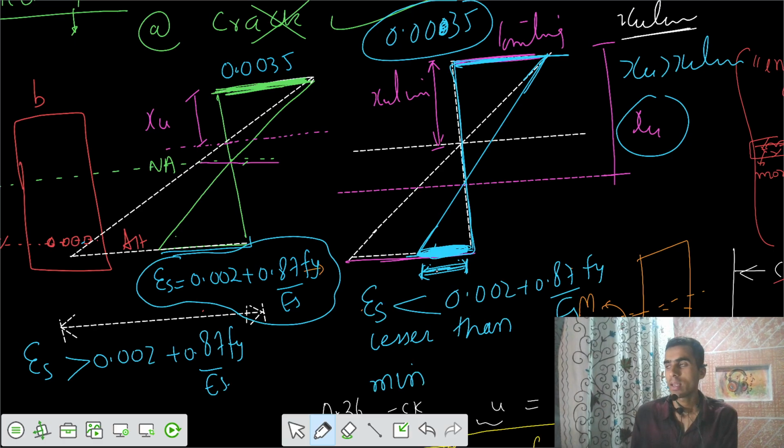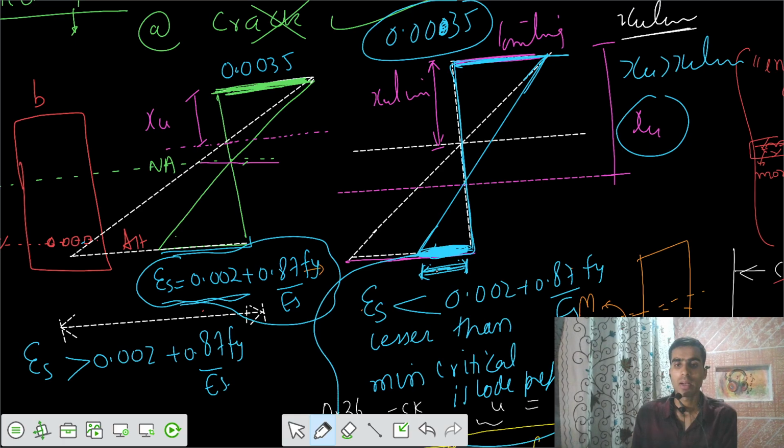The code says that our strain should be more than this critical value, but your strain in steel is lesser than the minimum critical value that the IS code prefers. So that means this is not a better way. This is not a better approach to have. Let's try to go for that one also.